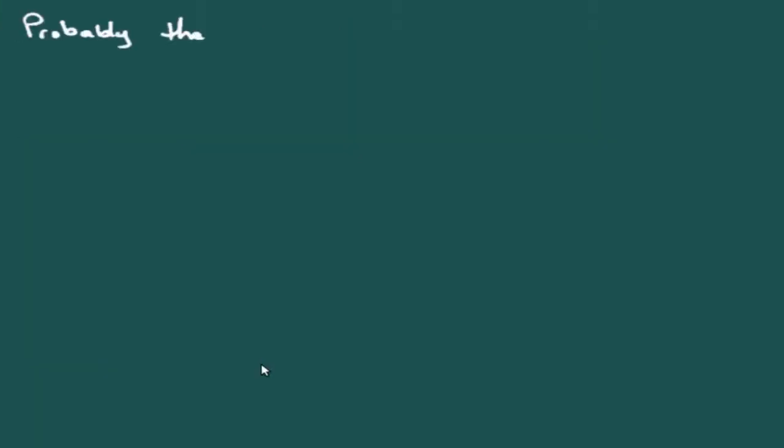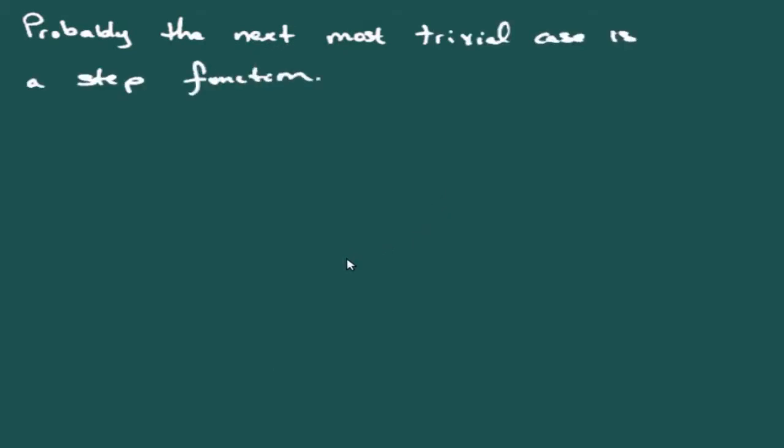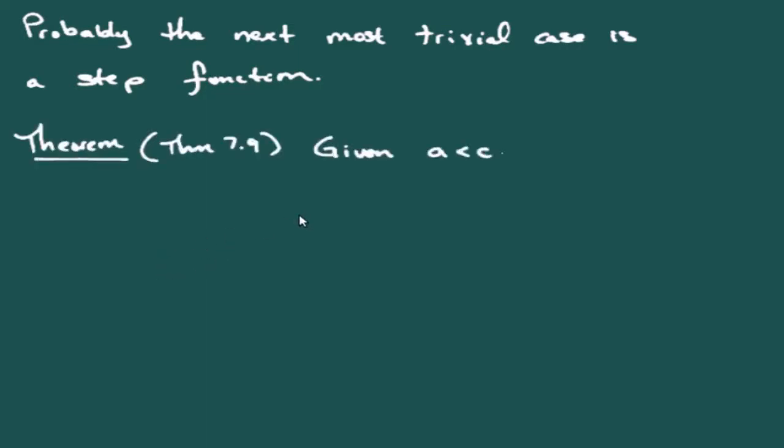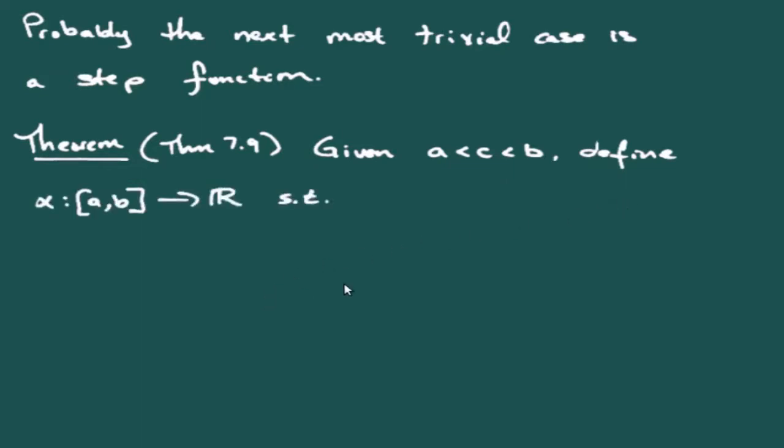So probably the next most trivial case that we have is just alpha being a step function. So you're constant for part of the interval, then you take one step, and you're constant for the remainder of the interval. And so where this comes in is actually the content of theorem 7.9 in our reference, that if we're given a c in between a and b, then we can define the step function to just be some real number at c.